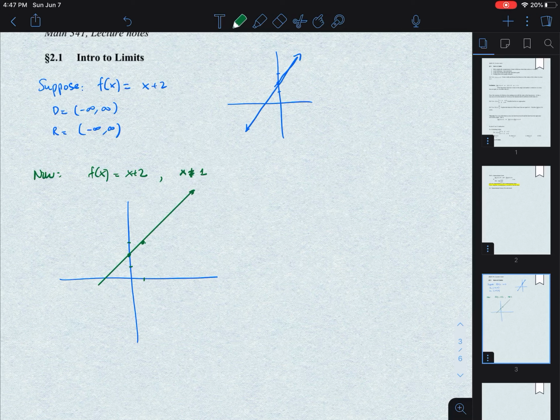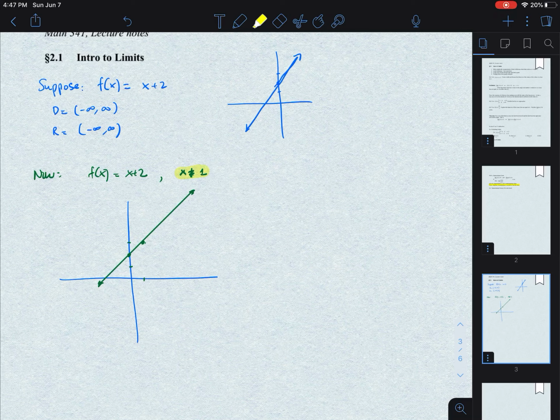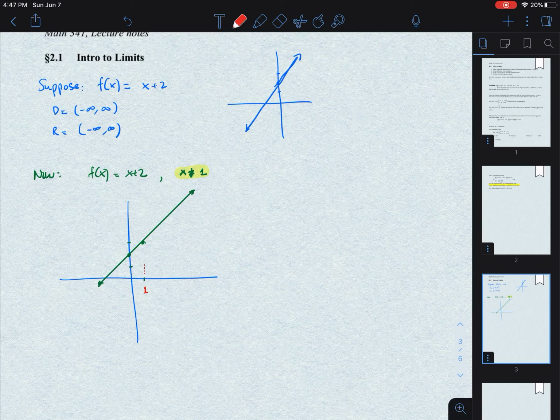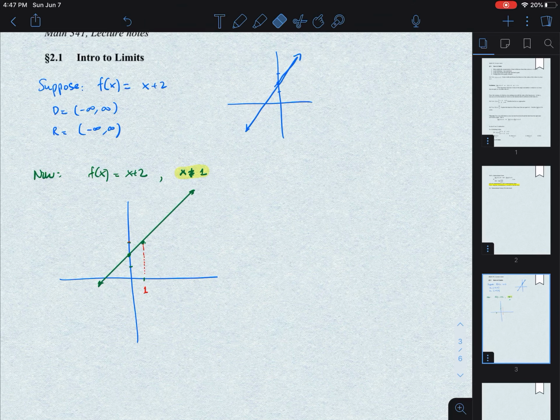So what does it mean to have this function undefined at x equal to 1? It means that when x is equal to 1, there is no y value there. To indicate that visually, I'm going to erase just part of the line, maybe right there, and then show that by drawing a circle around it. So this graph is undefined when x equal to 1. It doesn't have a y value at 1.